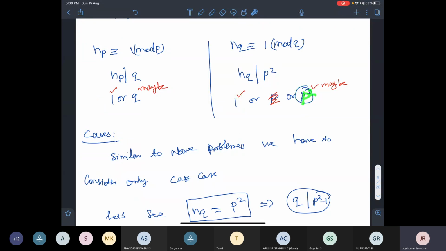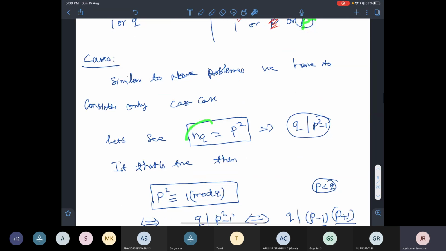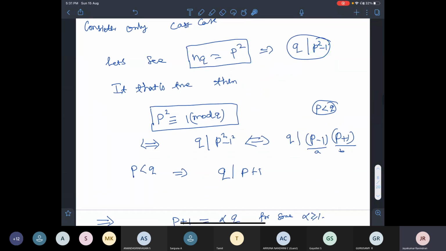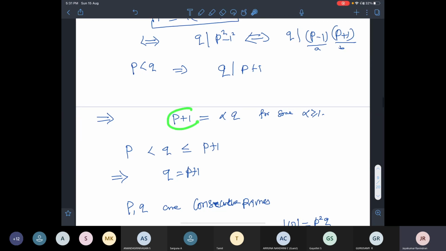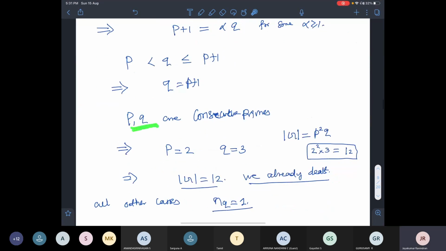If p square is possible, then q divides p square minus 1, which says that q divides p plus 1, because p minus 1 cannot be divisible by q, just because p is less than q. So p plus 1 is alpha q. Hence p less than q less than or equal to p plus 1. So q better be equal to p plus 1. So both are consecutive prime numbers.